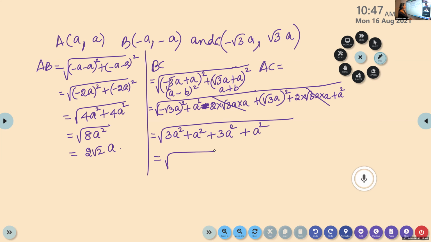If you add up all the terms, 4 plus 4, 8. We'll get root 8a square. And if you take the square root of 8, it is 2 root 2a. So BC is 2 root 2a.